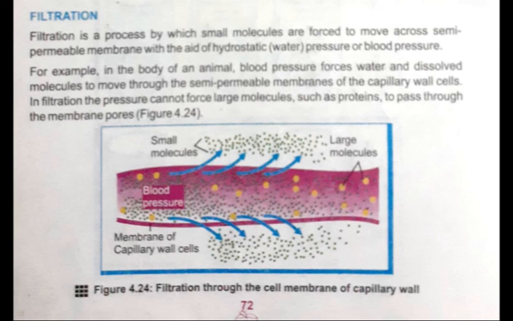So students, you have understood the definition of filtration. What is filtration? Filtration is a process by which we can move small molecules across semi-permeable membranes with the help of water or blood pressure. Now we are going to discuss an example of filtration. In the body of an animal, blood pressure forces water and dissolved molecules to move through the semi-permeable membranes of the capillary wall cells.